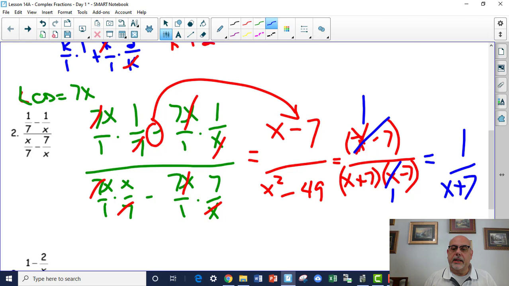You've got to remember, when you're dividing out, the x minus 7 divides into itself one time. Do not forget that. You don't get a 0. When you're dividing, you're not getting a 0, you're getting the 1.